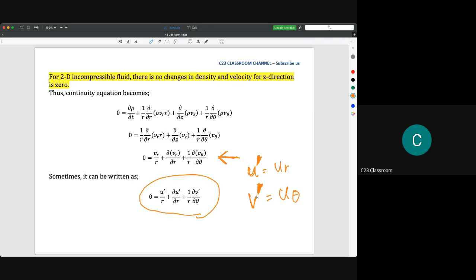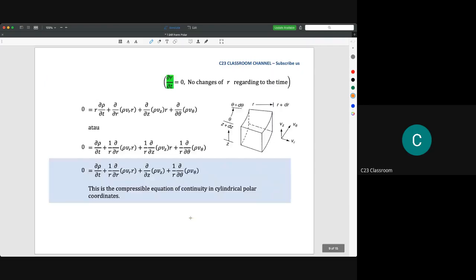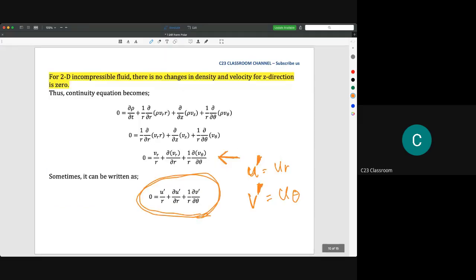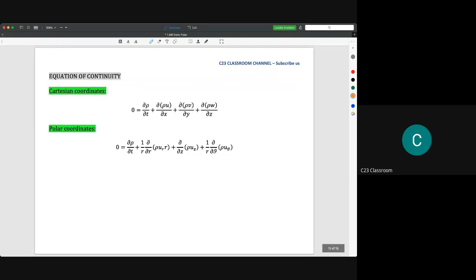But the most important thing is to make sure that you could write this equation from the basic diagram. That means you need to draw your own diagram like this first, write down which one is inlet and outlet, and then expand the terms, and finally you need to get this term as the continuity equation for polar coordinates. So you may write like this one, or you may write like this one.